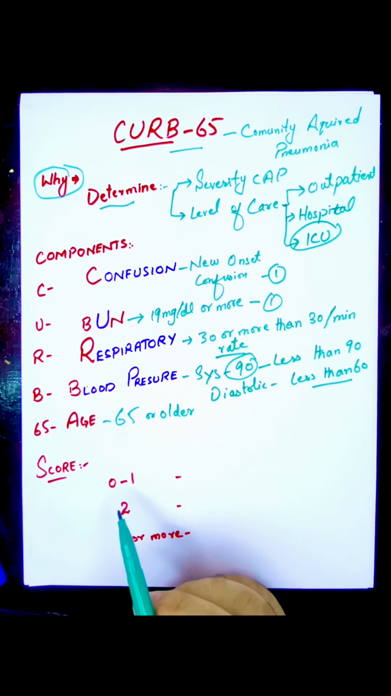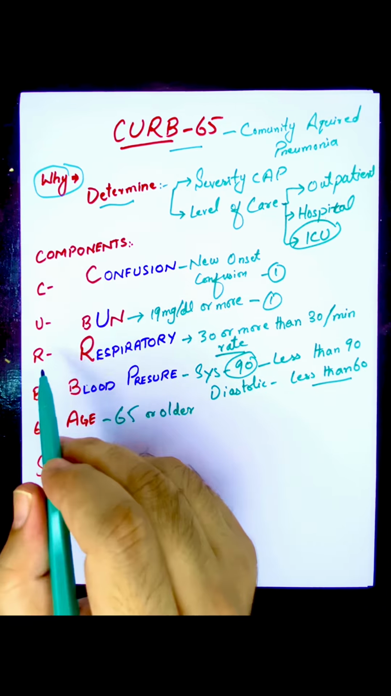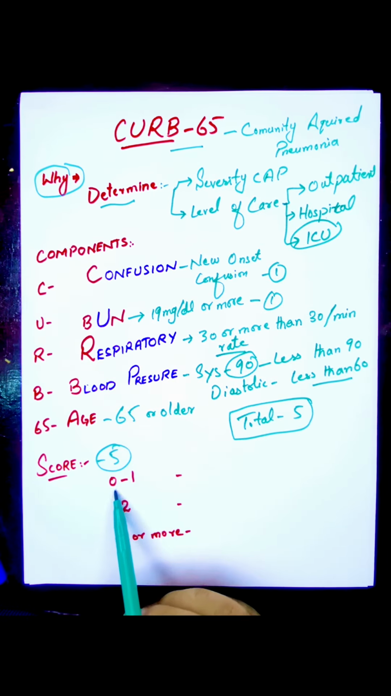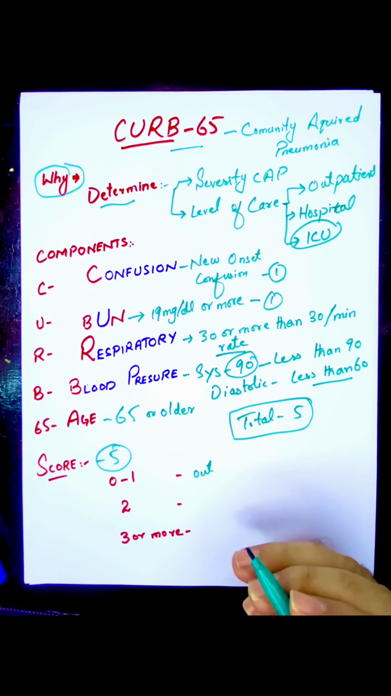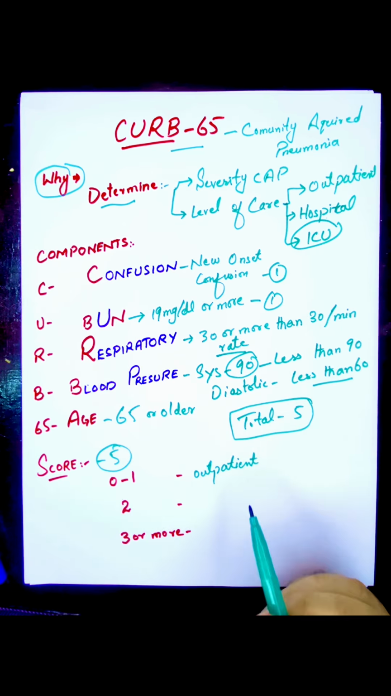Now, what if the score is 0 to 1? Each of these has one point, so 1, 2, 3, 4, 5. The total score is 5. If the patient has a score of 0 to 1, the patient may be dealt with as an outpatient.